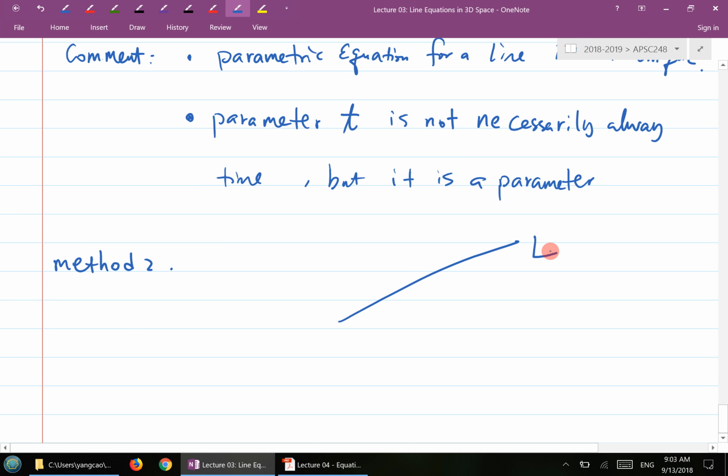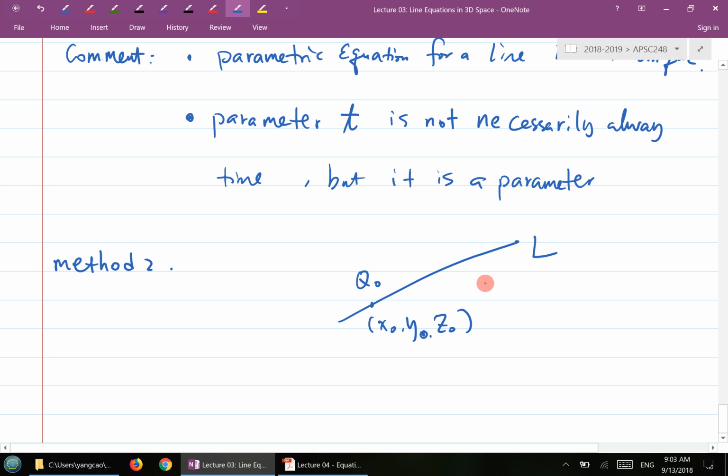Suppose this is the same L we are looking for. Okay? The same L, and we have our Q0 here. I got my Q0 point X0, Y0, Z0.